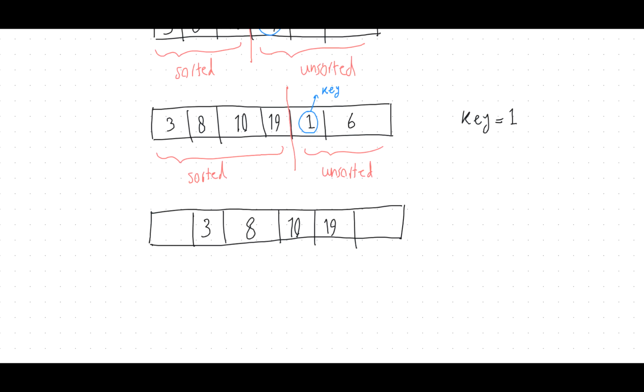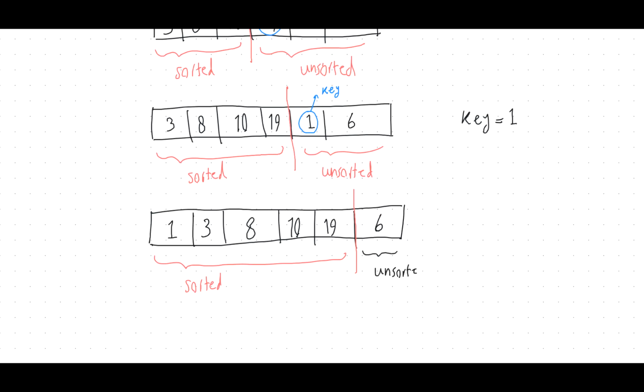There is no more element to move to the right to make room for the key, which means that the key should be copied here. So from this separate variable, we copy the key here. And now you see that we are almost done because the sorted segment has 5 elements in it. And obviously they are sorted: 1, 3, 8, 10, and 19. And then the unsorted part has only 1 element left in it, which is 6. So this is the unsorted part.